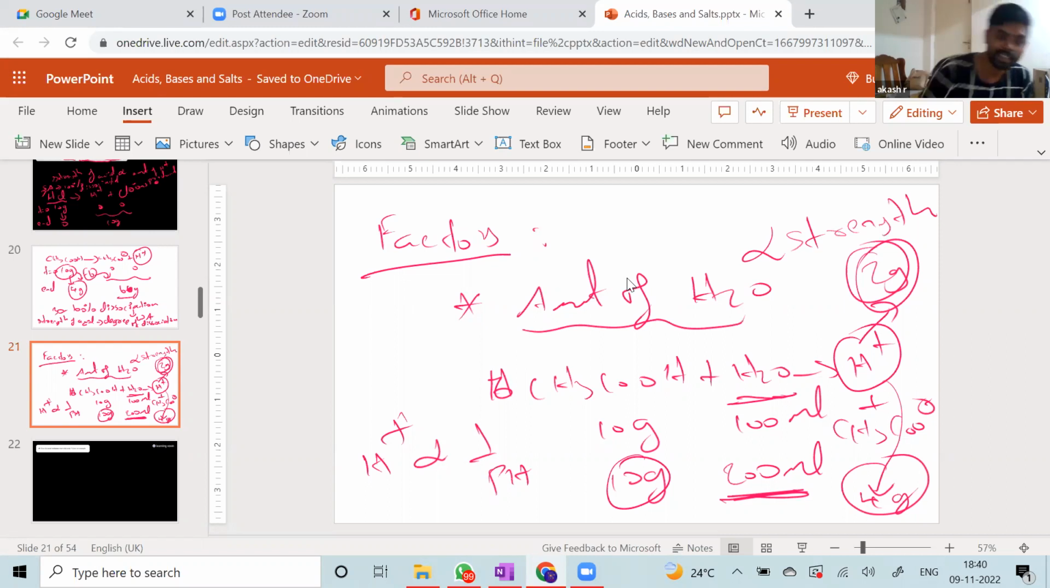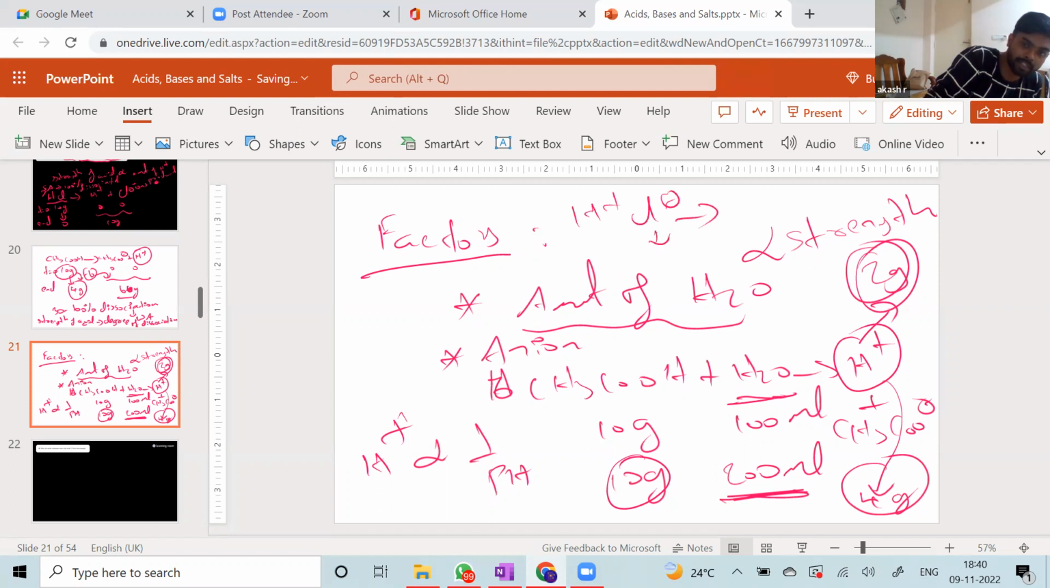And the second thing is to what anion it is attached. For example, if H plus is attached to Cl minus, it will be a strong acid, whereas if it is attached to CH3COO minus, it's going to be a weak acid. So instead of speaking like this, we can say whether it is organic or inorganic, that is also going to be a factor.